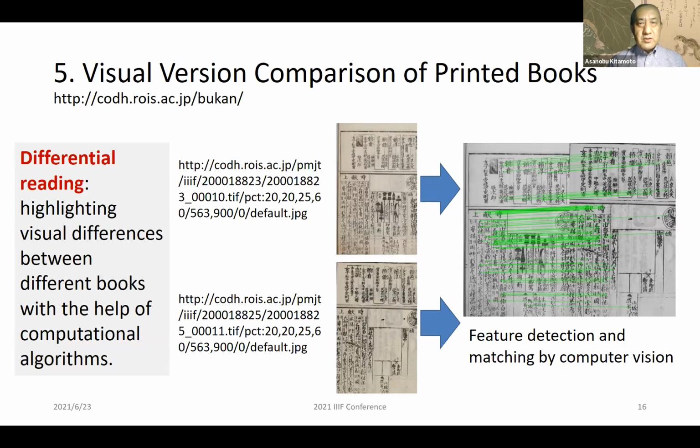It's a visual version comparison of printed books. What we would like to do is differential reading, highlighting visual differences between different books with the help of computational algorithms.